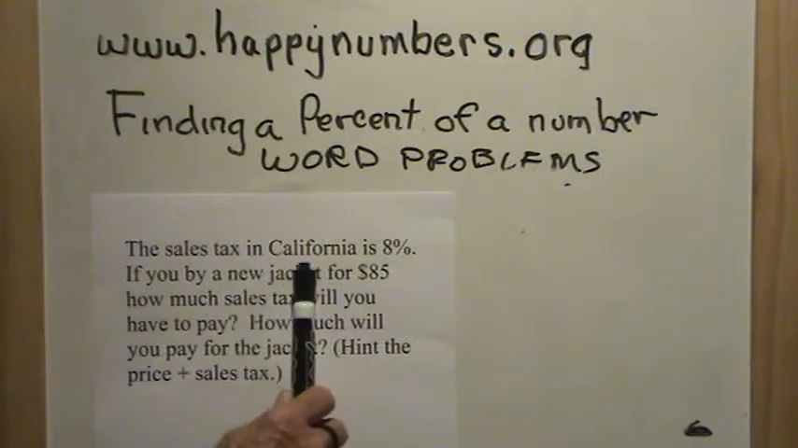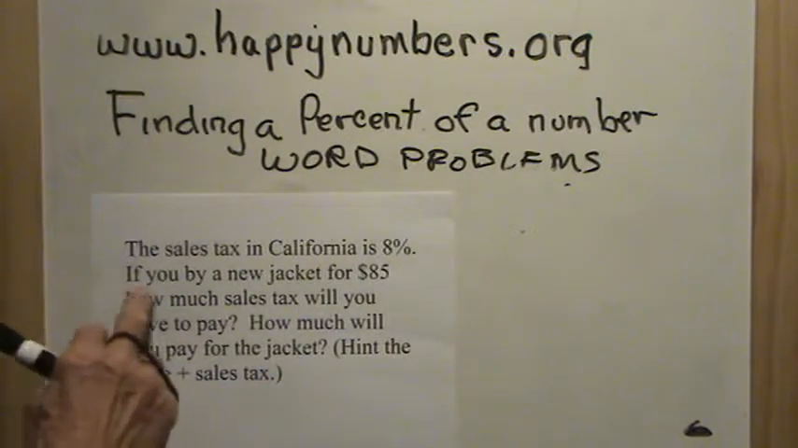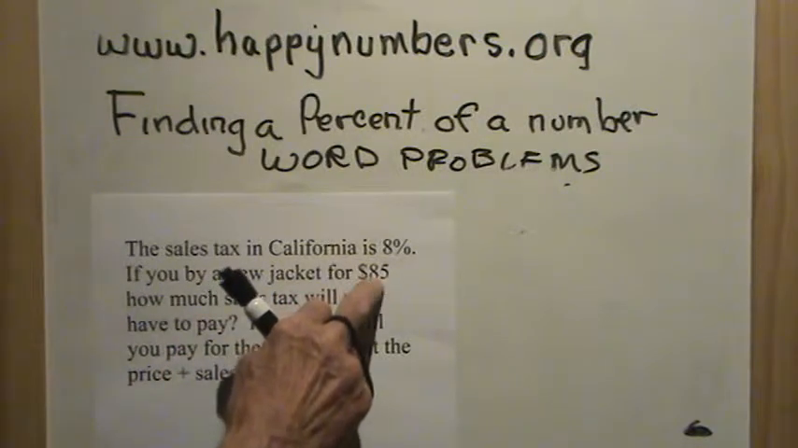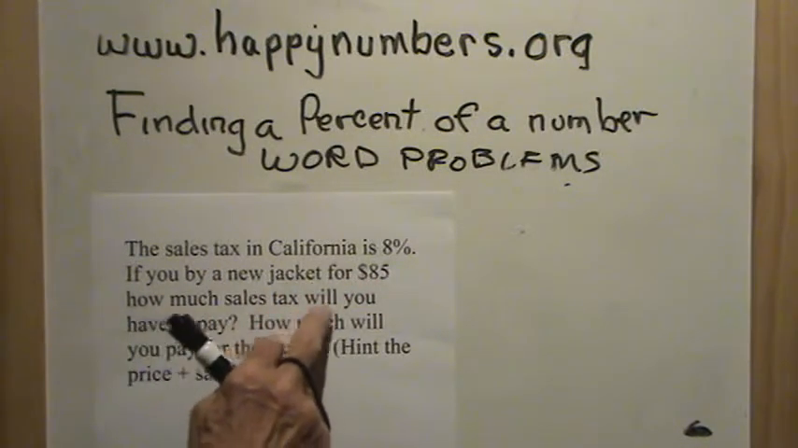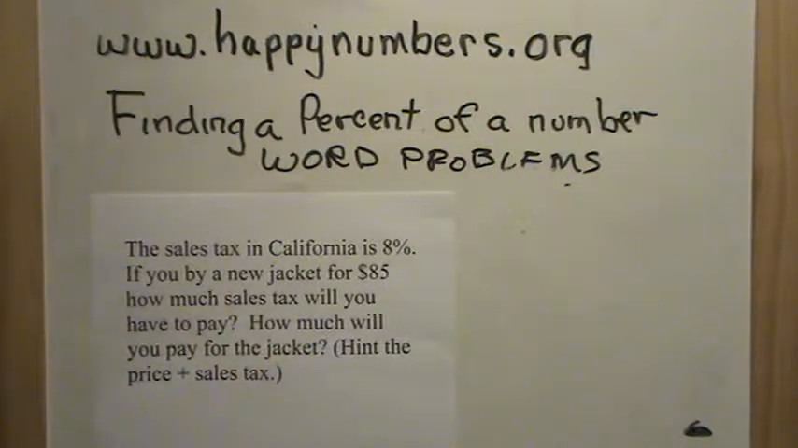The sales tax in California is 8%. I think it is actually 8%. If you buy a new jacket for $85, how much sales tax will you have to pay? Oh, this is a two-part question. How much will you pay for the jacket? And here's a hint. You have to add the price plus the sales tax to get that. Well, okay, so put the DVD on pause, work the problem, and then we'll take a look at it.